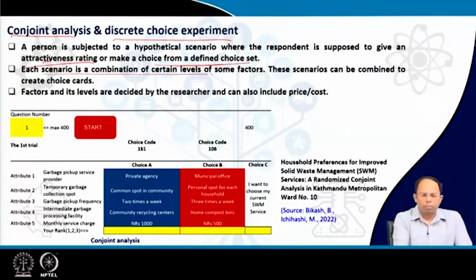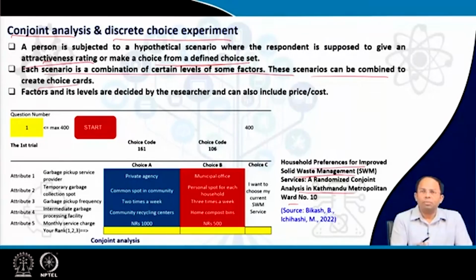Each scenario is a combination of certain levels of factors. These scenarios can be combined to create choice cards. So I will explain that with this example. In this particular paper, Household Preferences for Improved Solid Waste Management Services, it's a conjoint analysis in Kathmandu Metropolitan City, Ward number 10. So what they have done is, they are talking about household preferences for improved solid waste management.